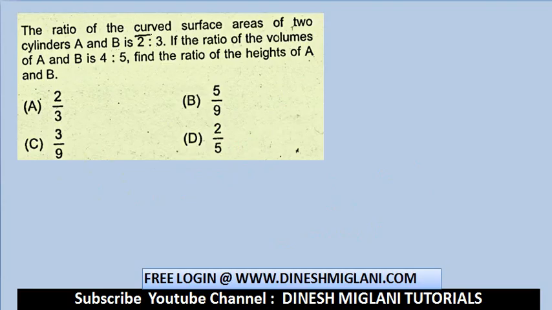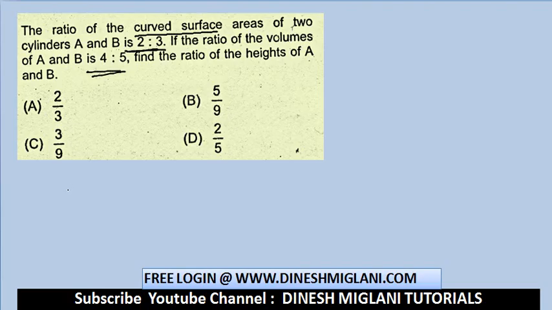The ratio of curved surface area of two cylinders A and B is 2:3, right? And the ratio of their volumes is 4:5. So we have to find the ratio of their heights. Okay. One thing we know is that volume is pi r square h, and curved surface area is 2 pi r h.